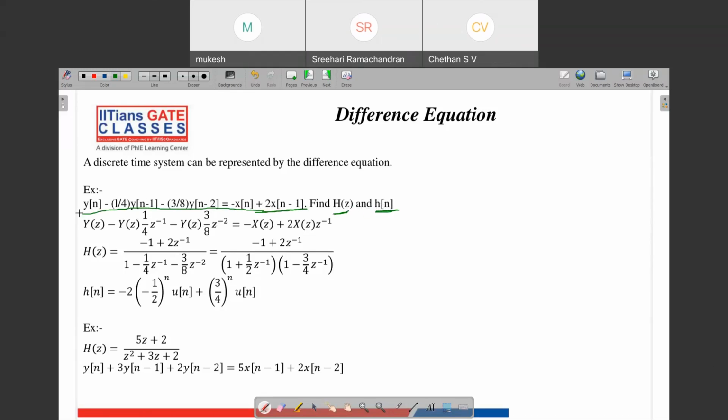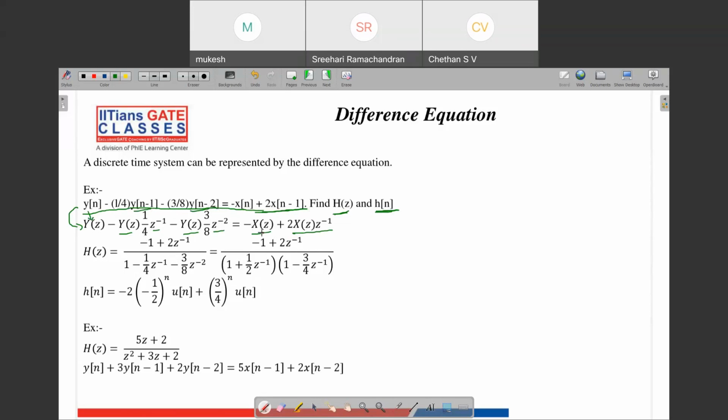So you have to take the z transform on both sides of this difference equation. y of n will become Y of z, y of n minus 1 will become Y of z times z inverse, y of n minus 2 will become Y of z times z power minus 2. I'm using the time shifting property here, and x of n will become X of z, and x of n minus 1 will become X of z times z inverse.